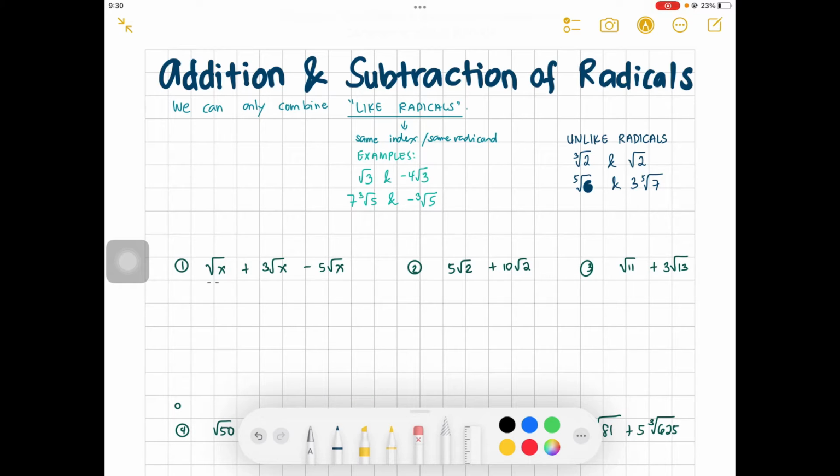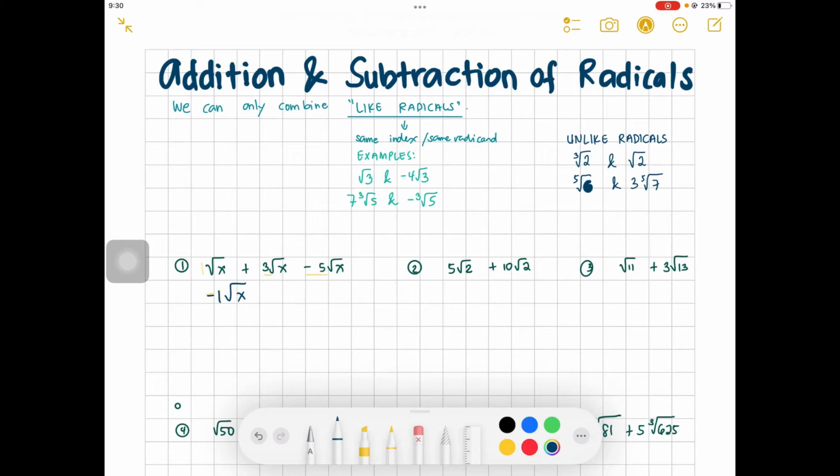Okay, example number 1. We have here square root of x plus 3 square root of x minus 5 square root of x. So we just add the numerical coefficients of the radicals and then attach the common radical. The coefficient of this is 1 and this is 3 and the coefficient of this is negative 5. So 1 plus 3 minus 5. That is negative 1. So negative 1 square root of x.